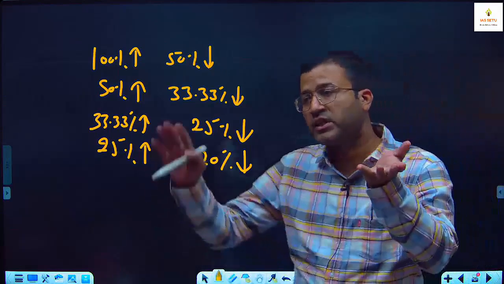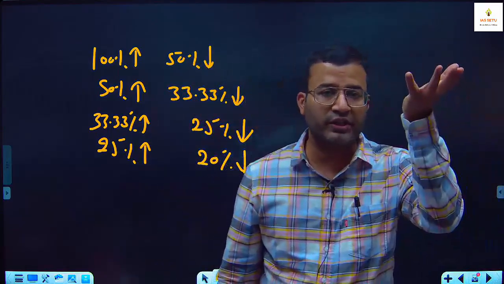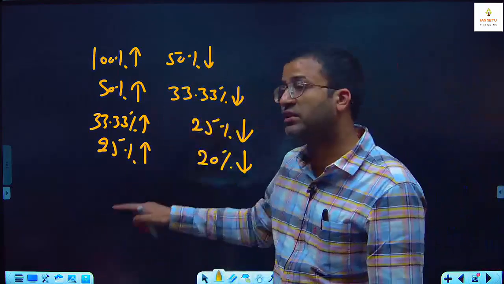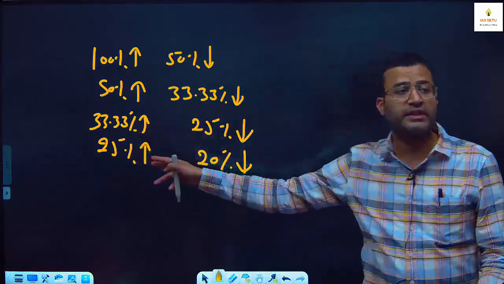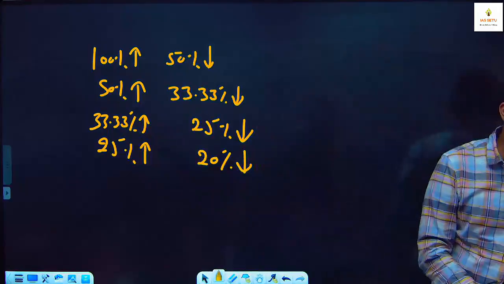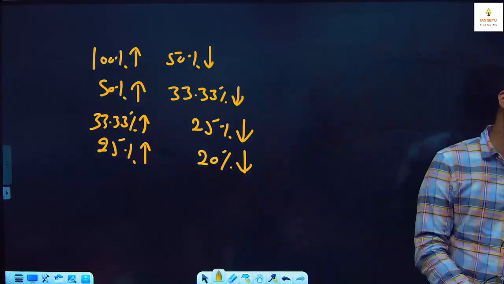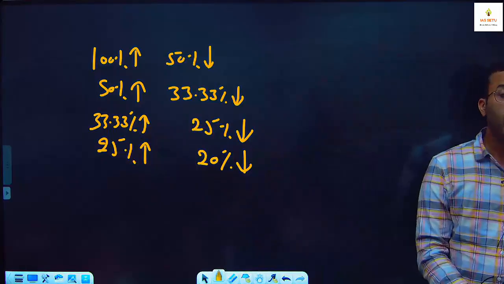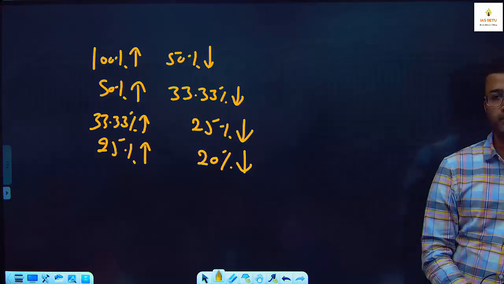100% की वैल्यू 50% से कंपनसेट होती है, 50% इंक्रीज 33.33% डिक्रीज से कंपनसेट होती है, 33.33% इंक्रीज कंपनसेटेड बाय 25% डिक्रीज, एंड 25% इंक्रीज कंपनसेटेड बाय 20% डिक्रीज. No need to mug up this table because there is a relationship.